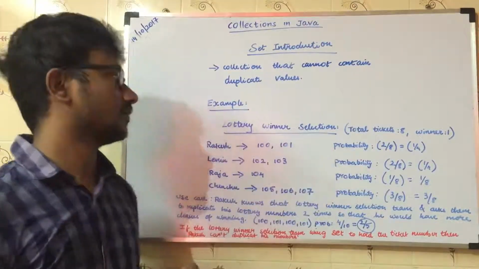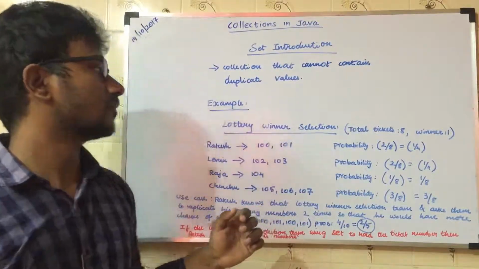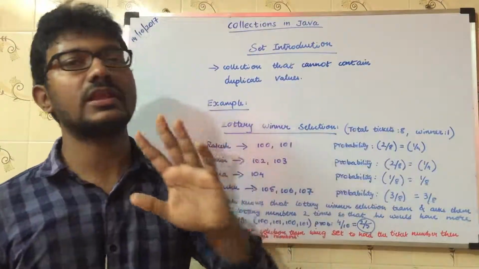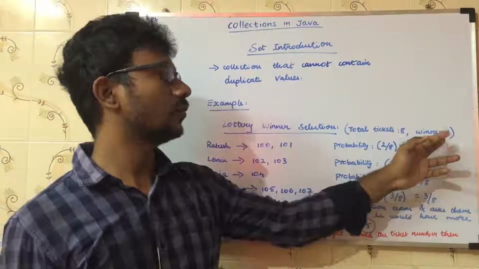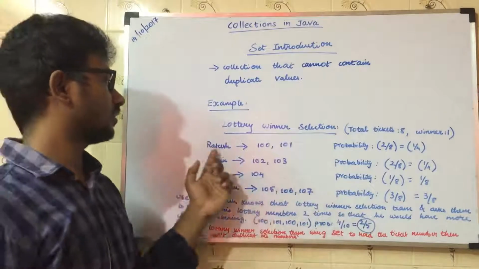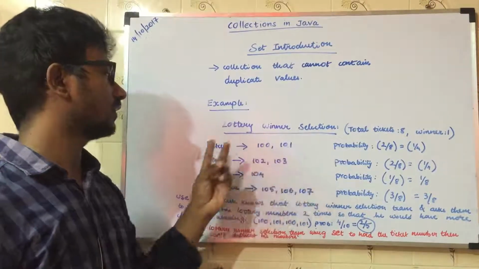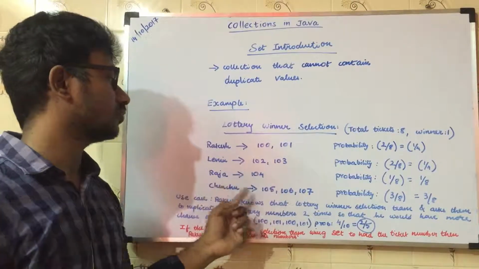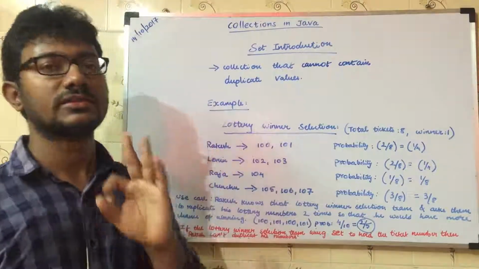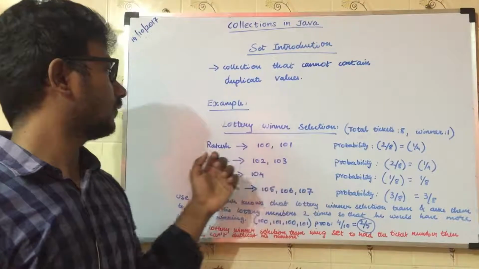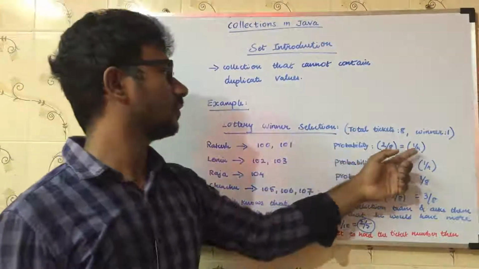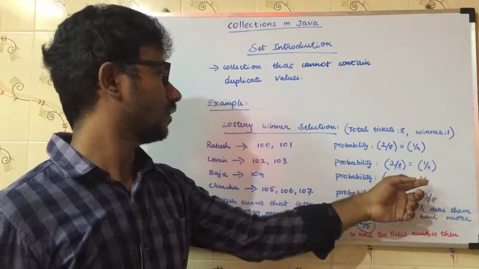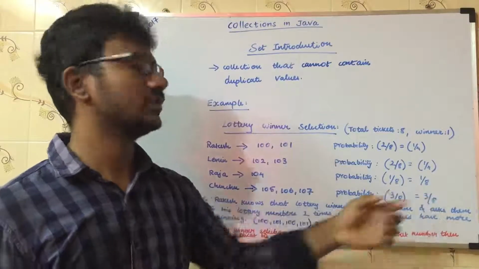Lottery winner selection system. Suppose there are only 8 tickets available, and the winner would be only one person. Suppose Rakesh is holding tickets 100 and 101, Lenin 102 and 103, 2 tickets, Raja 104, 1 ticket, Chinchu 105, 106, 107, 3 tickets. The probability of winning for Rakesh would be 1/4, for Lenin 1/4, for Raja 1/8, and for Chinchu 3/8.